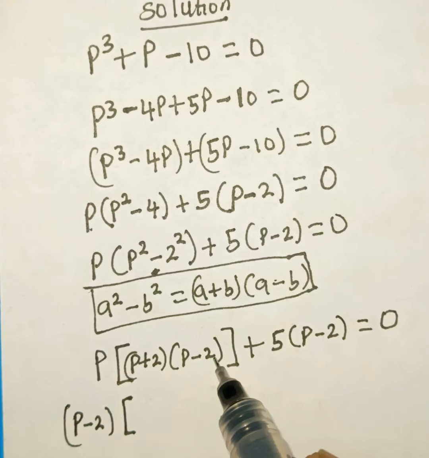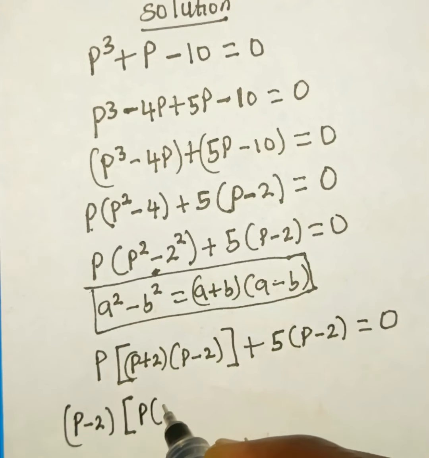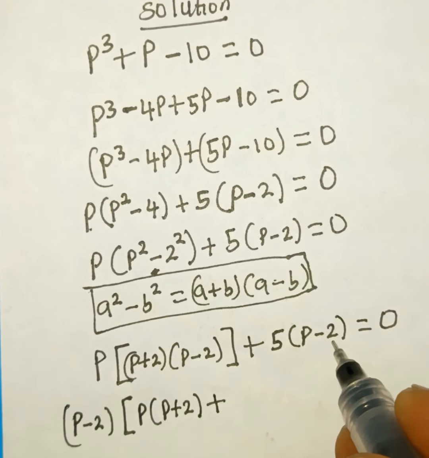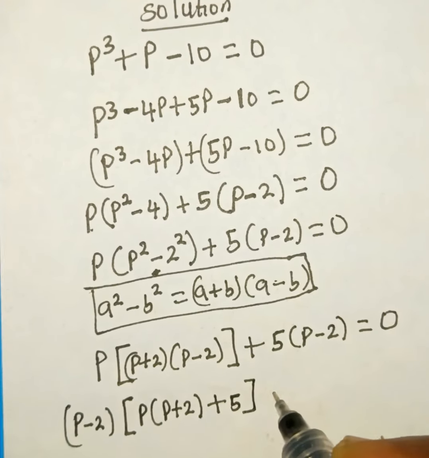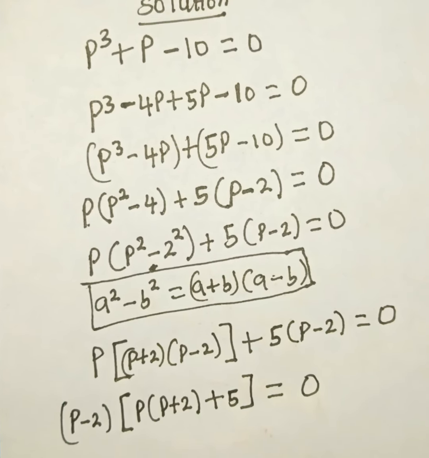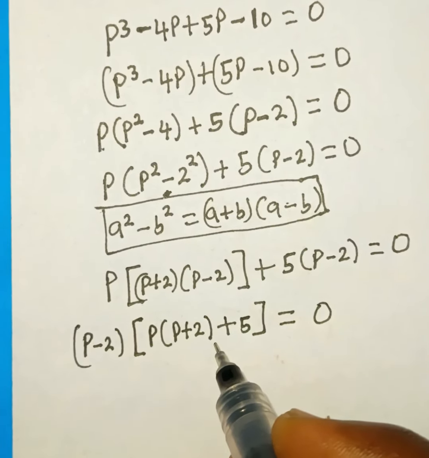Now this p minus 2 is outside already, so it will cancel this. We are left with just p into p plus 2, then plus here p minus 2 will cancel this p minus 2 outside, it will remain only 5, which is going to be equal to 0. Now we need to simplify inside this second bracket.